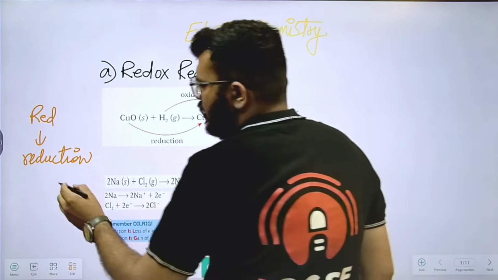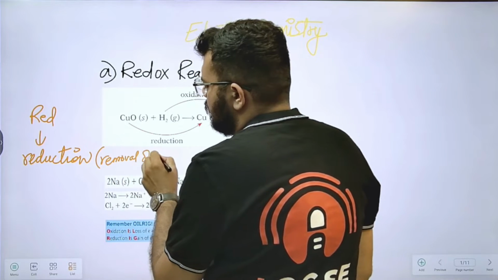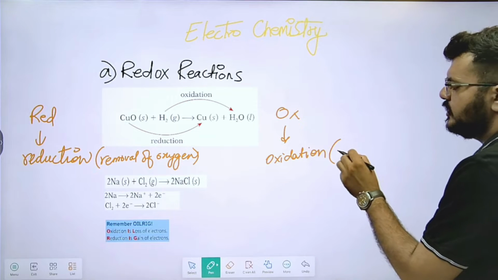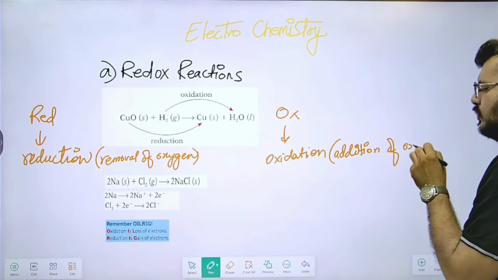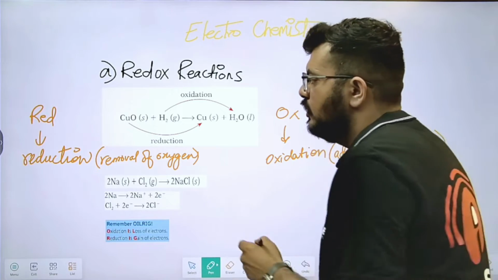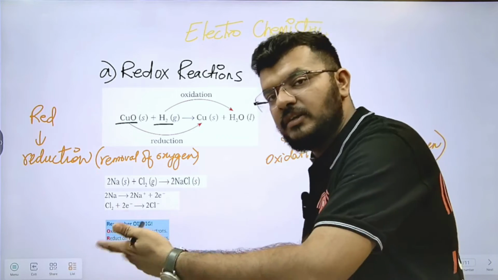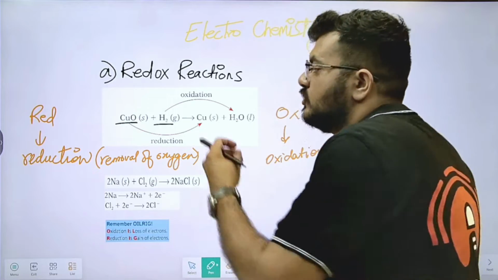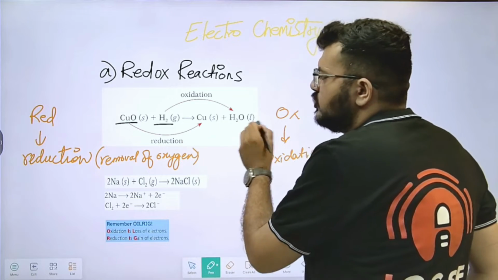The first definition I would say is reduction is removal of oxygen, and the second definition is addition of oxygen. Let's have a look at this with an example. Copper oxide reacts with hydrogen. Hydrogen is more reactive than copper, but I'll still need to heat copper oxide for hydrogen to displace copper from its compound. So copper oxide plus hydrogen gives copper plus water.